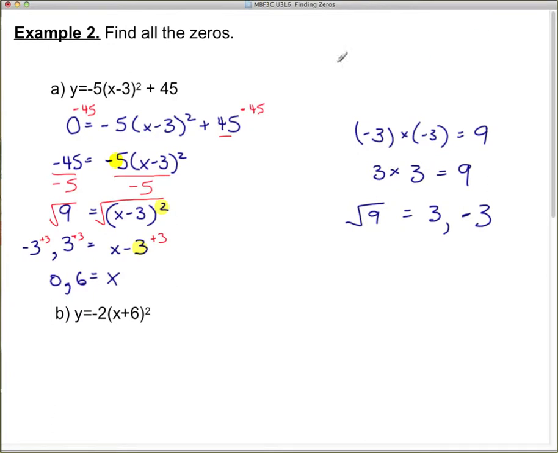If I were to graph this parabola, or just do a really rough sketch of the parabola, it's going to cross at 0 and 6. And I know it's upside down because of this negative out here. So this is a really rough sketch, at 0 and this one here at 6.